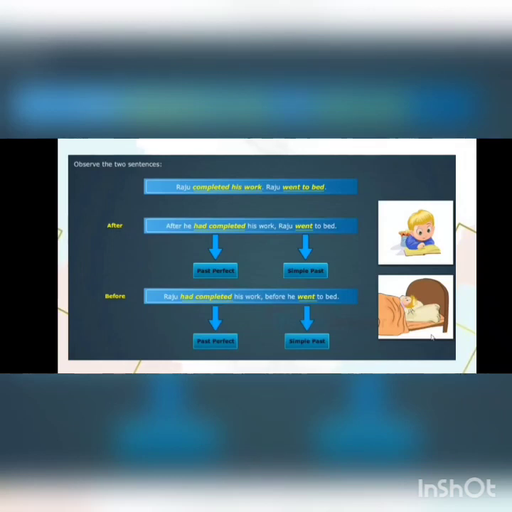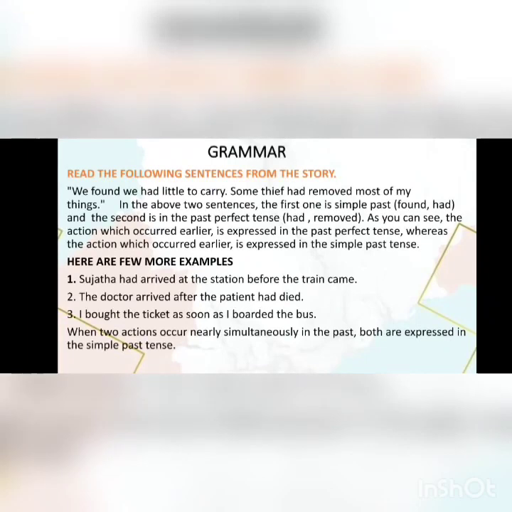Let us write the textbook exercise to check your understanding better, students. Look at your textbook, students. It's a grammar part. In that they explain past perfect and simple past, and also gave you some examples. Sujata had arrived at the station before the train came. Here, had arrived is past perfect. Train came is simple past.